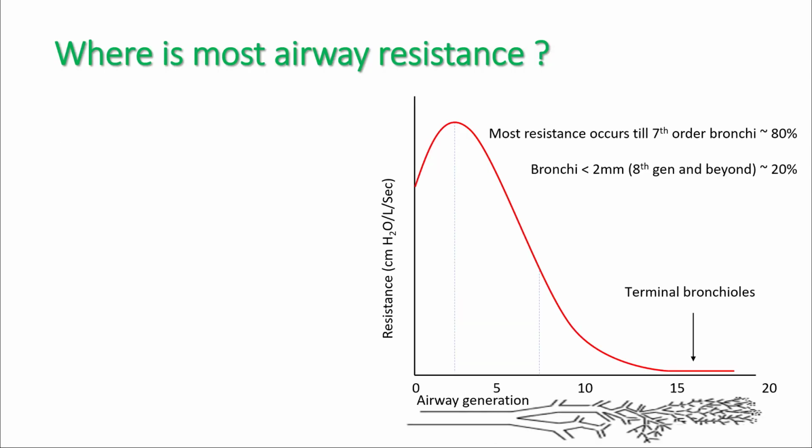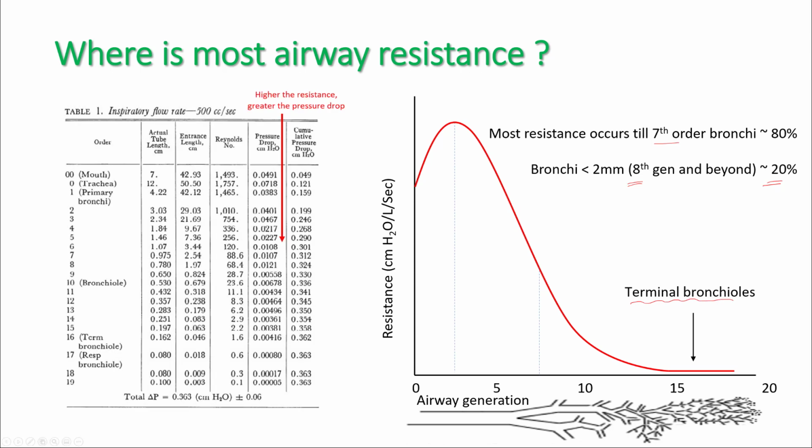Most of the airway resistance is in the earlier part of the respiratory tract. Around 80% of the resistance occurs till the 7th order bronchi, and the rest 20% occurs later. You can see by the time the flow reaches terminal bronchioles, the resistance is very low. This is a very nice table which shows you how the resistance changes with the order of the bronchi.